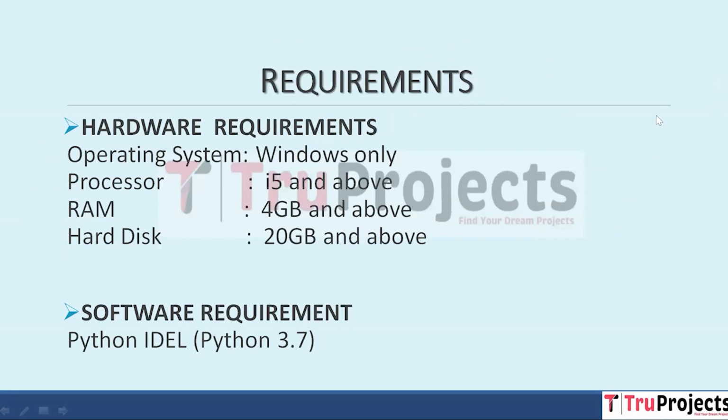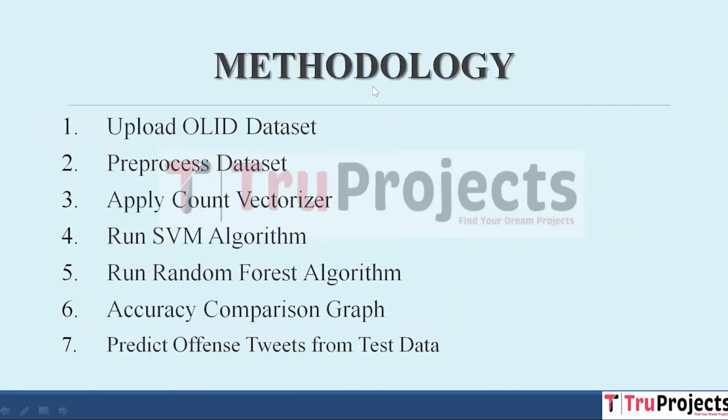Requirements. The requirements of the project are hardware requirements and software requirements. In hardware requirements, we have operating system Windows only, processor i5 and above, RAM 4 GB and above, hard disk 20 GB and above. In software requirements, we have Python IDE with 3.7 version.